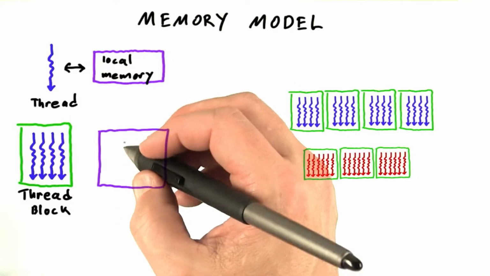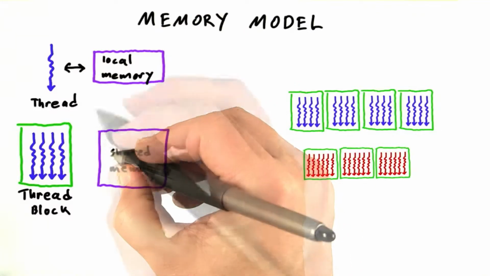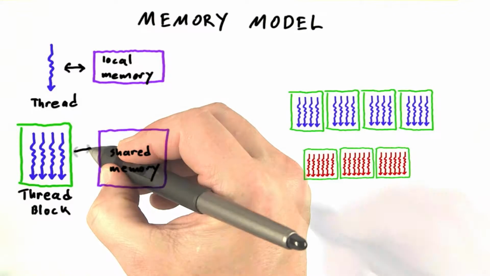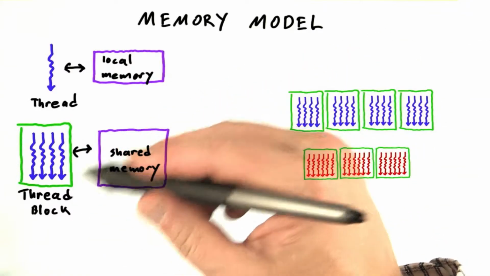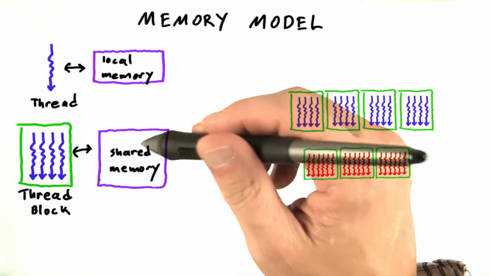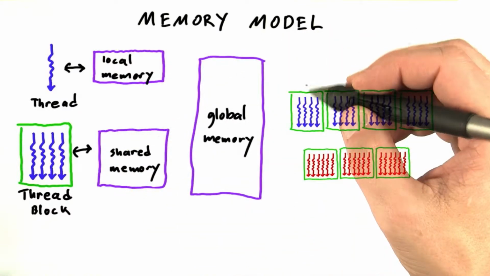And the threads in a thread block also have access to something called shared memory. So all the threads in this thread block can read and write to the per block shared memory. It's important to understand that shared memory is shared among the threads in a block. This is a small amount of memory that sits on the SM directly. And finally, there's global memory.